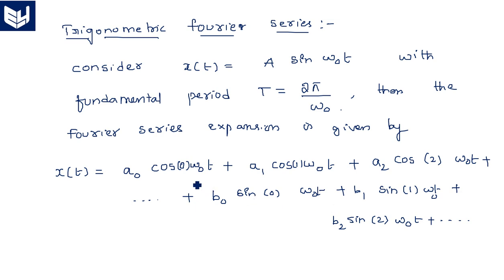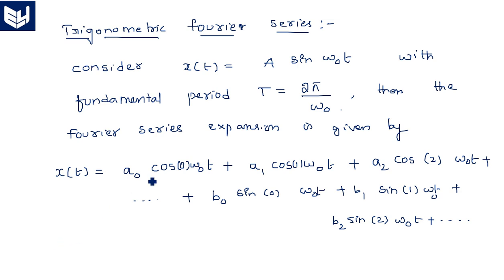What we have done is write the given signal as a linear combination of orthogonal functions, because sine and cosine are orthogonal functions. What is the phase difference between sine and cosine? 90 degrees. That's why these two functions are orthogonal. So a naught, a1, a2, a3 and so on, b naught, b2, b3 and so on, all these are coefficients of the trigonometric Fourier series.